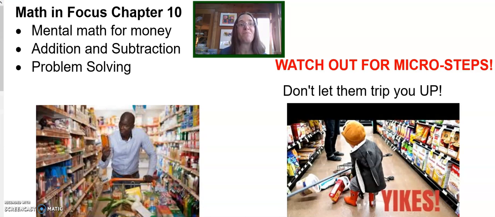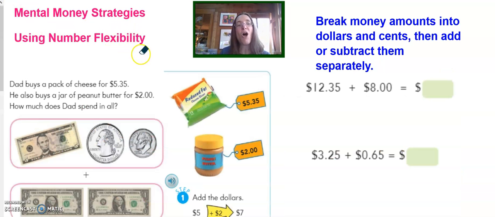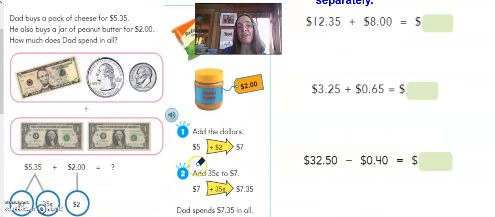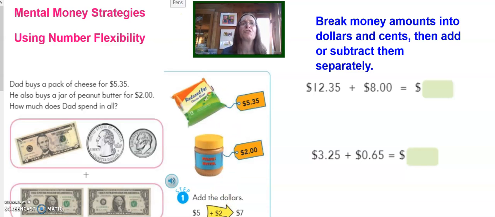So let's take a look at mental math strategies for working with money. And all of them are based on this key idea of using numbers flexibly. So let's see how our Math in Focus curriculum puts it, and then we'll figure out what works for you. So the first thing to think about is to break money amounts into dollars and cents, and then add or subtract them separately. So here we've got Dad buys a pack of cheese for $5.35. He also buys a jar of peanut butter for $2. How much does Dad spend in all? Well, there are no cents here, so he can just add the dollars and then add the 35 cents. Let's try a couple problems, shall we?